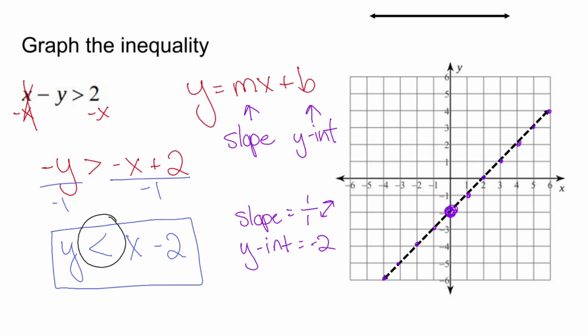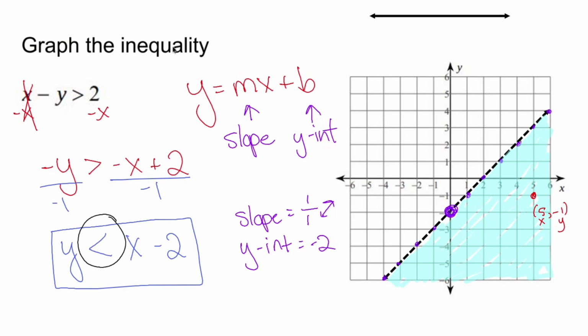The other thing we need to do is shade a side. Since this is less than, we're going to shade underneath the line. By shading underneath the line, we're saying that any point we choose in this blue shaded region is a possible answer to the original problem. So I could choose any random point in this blue shaded region, like 5, negative 1, and we can label it x and y, and plug it into the original equation, and that'll give us a true statement.